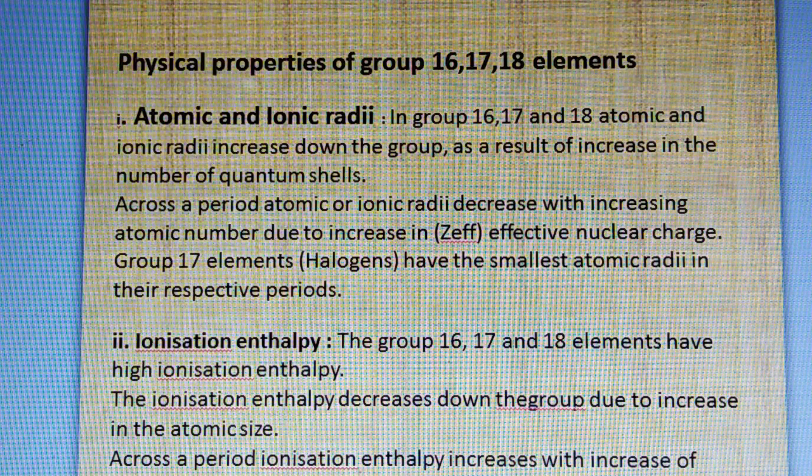So on moving down the group from top to bottom, ionization enthalpy decreases, while across the period from left to right in the periodic table, ionization enthalpy increases with increase in atomic number. So these are the two properties related to atomic and ionic size and ionization enthalpy of group 16, 17 and 18.